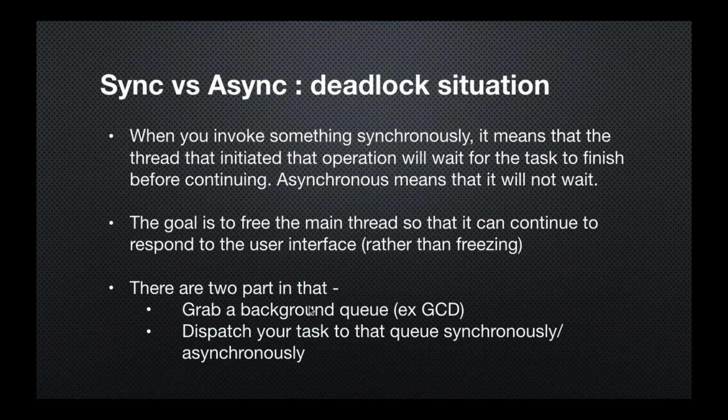So when we want to make sure that our operation is fast, and that any background operation is not freezing our UI, there are two parts to this. We grab a background queue. For example, in GCD we'll create a background queue, and then we will dispatch the task to that queue either synchronously or asynchronously. It depends on your requirement, but it is always recommended to do background operations asynchronously so that it is much faster.